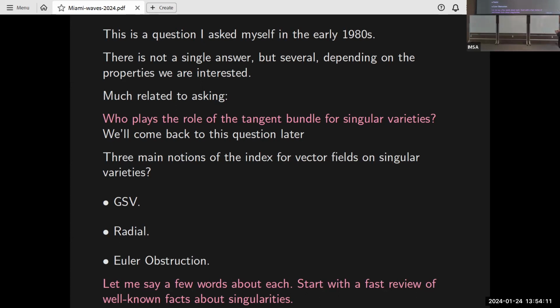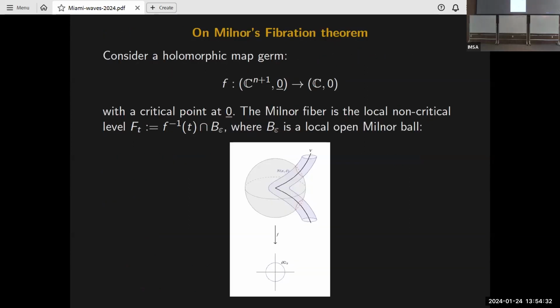So talking about indices, there are three main notions for me of the index of vector fields on singular varieties. One is known as GSV, another one is the Schwartz index, another one is the radial index. Let me say a few words about each. Before that, I just recall a few facts about singularity theory.